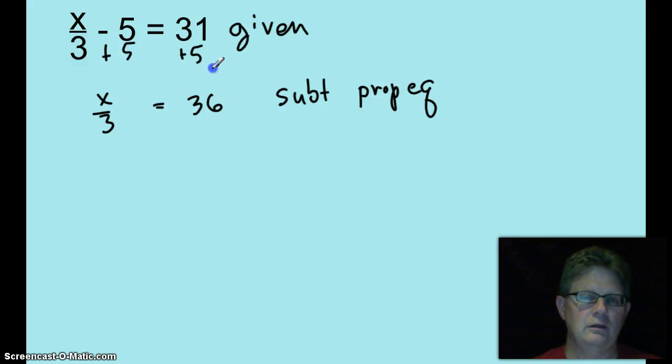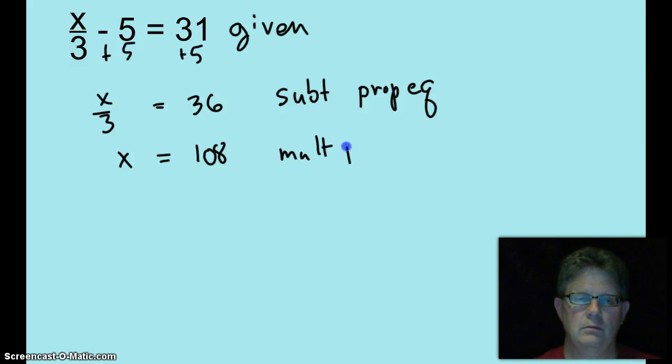And we're going to put the results of doing that together with the reason. Okay? Multiply both sides by 3. x equals 108. What allows us to multiply both sides by 3? The multiplication property of equality. And that's how you justify the steps in solving an equation. Let's look at another example.